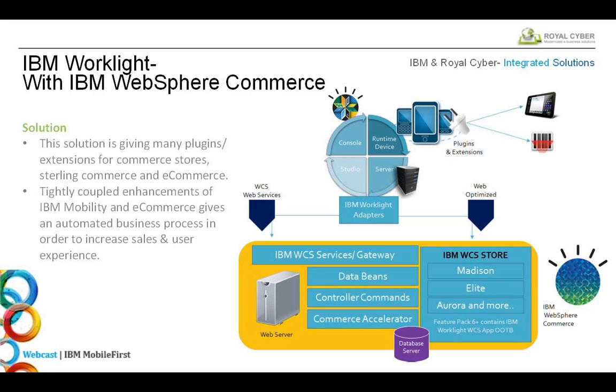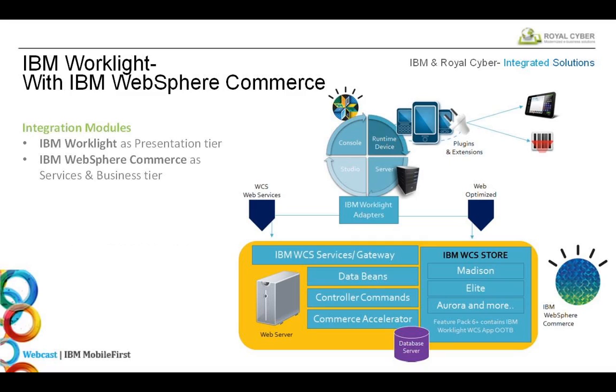As this is really an inventive solution for the retail and commerce industry, we can surely assist the business to grow swiftly. For presentation and interfacing to the consumer, we are providing a mobile solution using IBM Worklight as the presentation tier, while IBM WebSphere Commerce is the service and business tier.